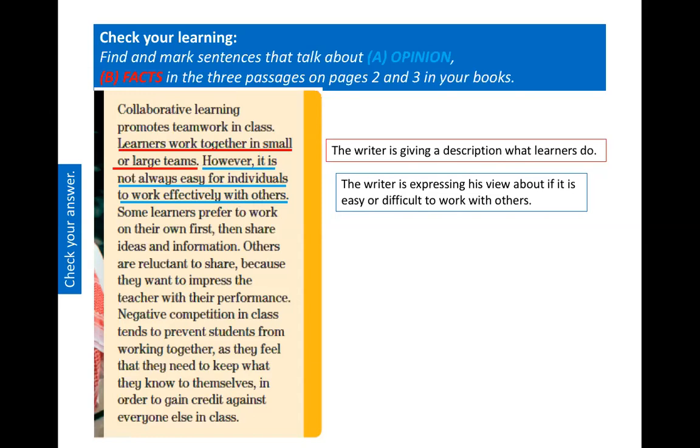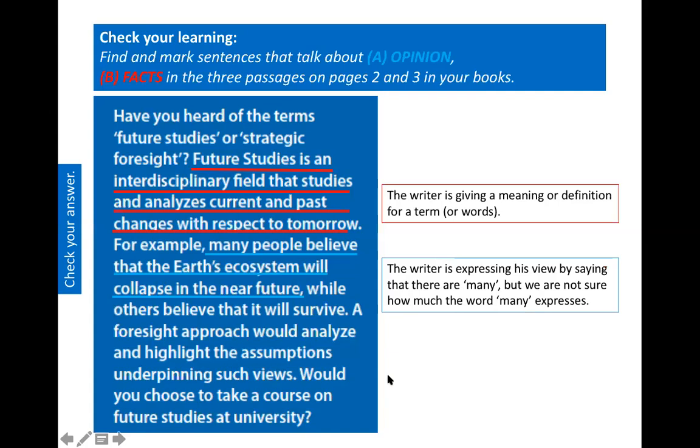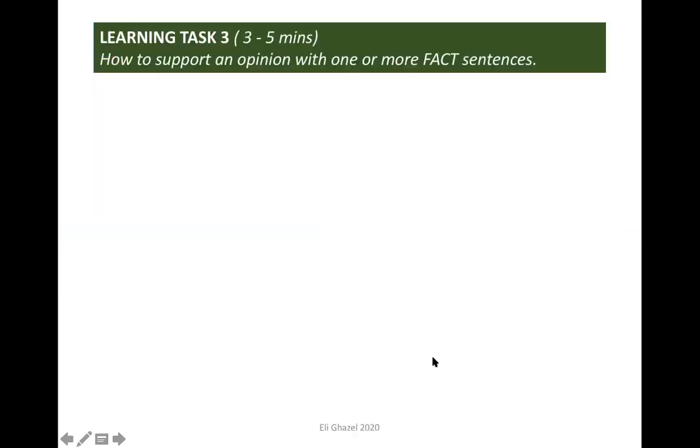That's a matter of your opinion. You have to support it later with why you think so. So the writer is expressing his or her view about how easy or difficult it is to work with others. And we have them here as well. You can pause the video and check them. Now, don't forget that this is grade 12, okay? So we assume that the kids know some English.